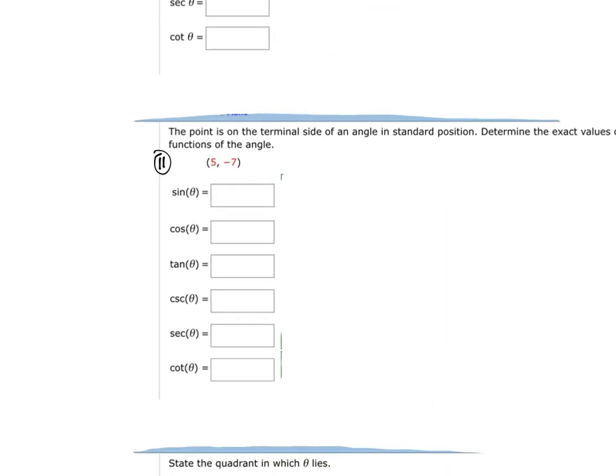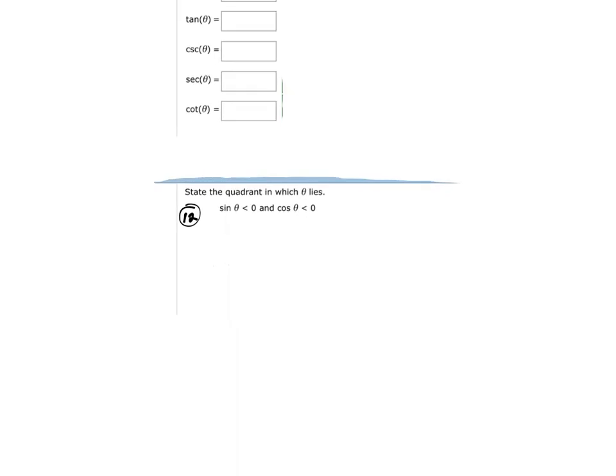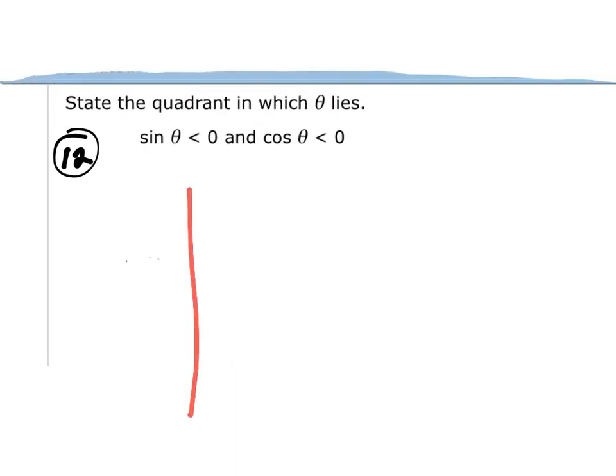Okay, terminal side, determine exact value. This is the same exact problem, is it not? Yeah. Okay. Here comes some thinking ones, okay?